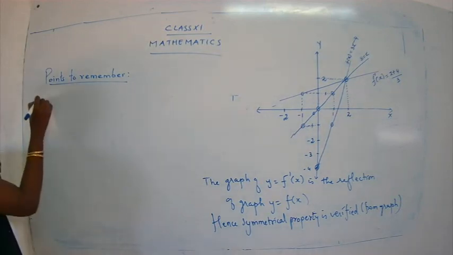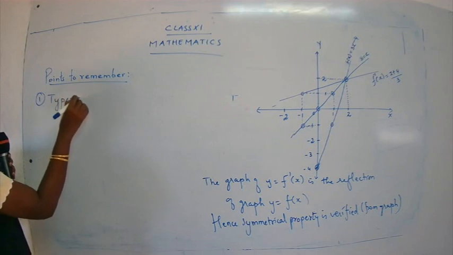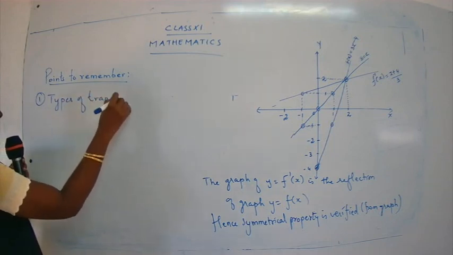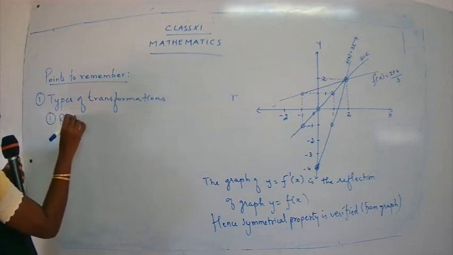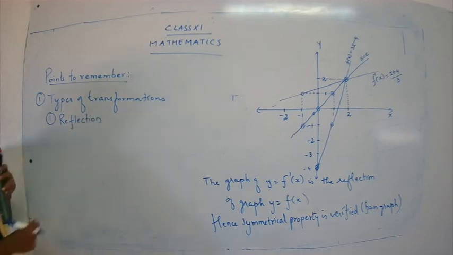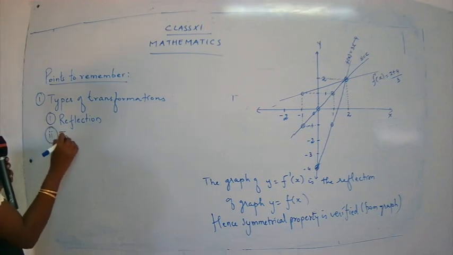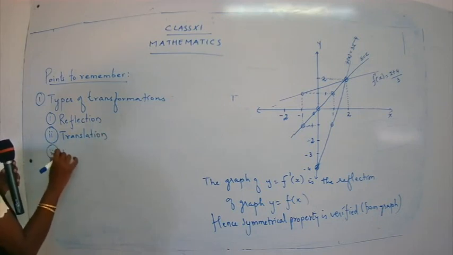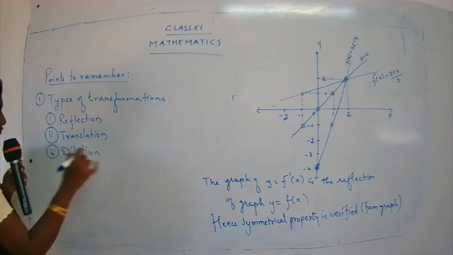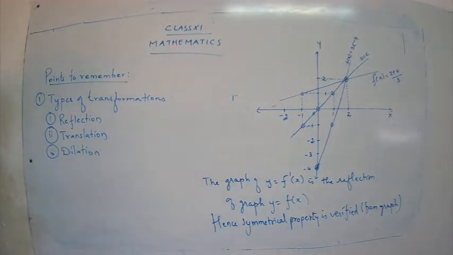The different types of transformations. First point, types of transformations. First one, reflection. Second one, translation. And the third one, dilation. So what are the three different types of transformations? The first one is reflection, the second one is translation, and the third one is dilation.